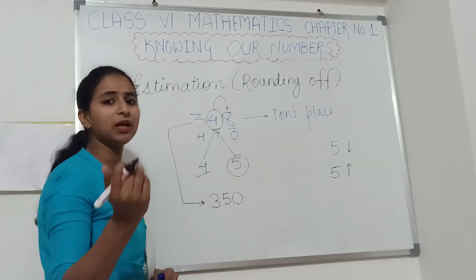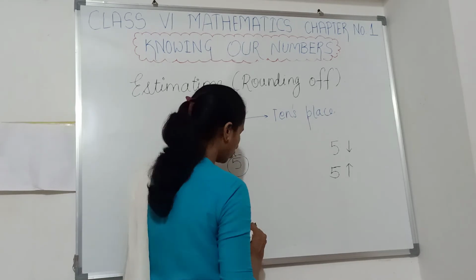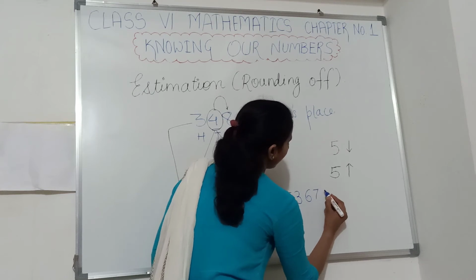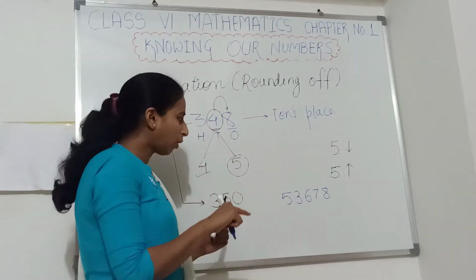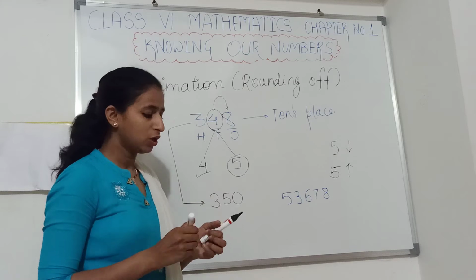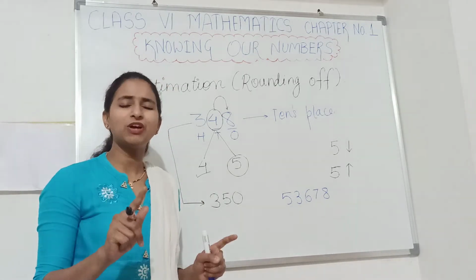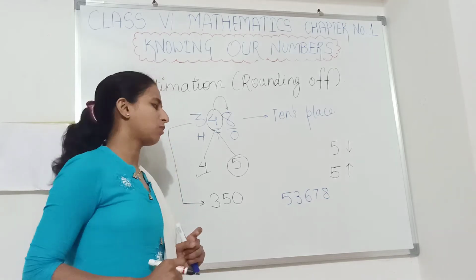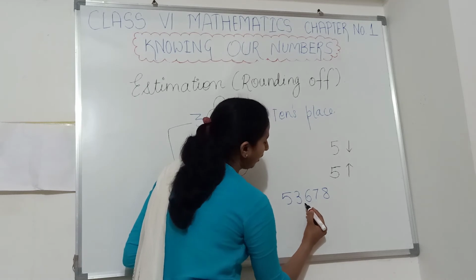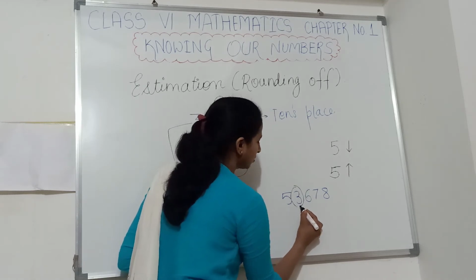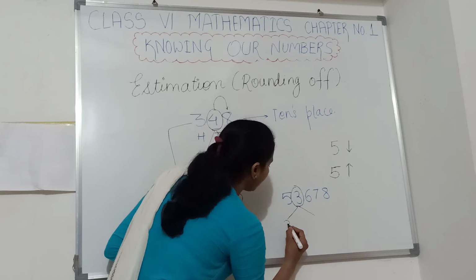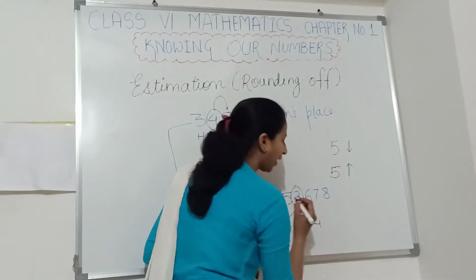So one example about a big number I will give. Let's suppose we take the number 53678. My question is, round up this number to thousands place. You have to round up this number to thousands place. So first you have to spot out which is the thousands place. This is ones, tens, 100 and 1000. Yes, I got the thousands place. Who is there in thousands place? It is 3. So either this number will remain 3 only, or it will become 4.